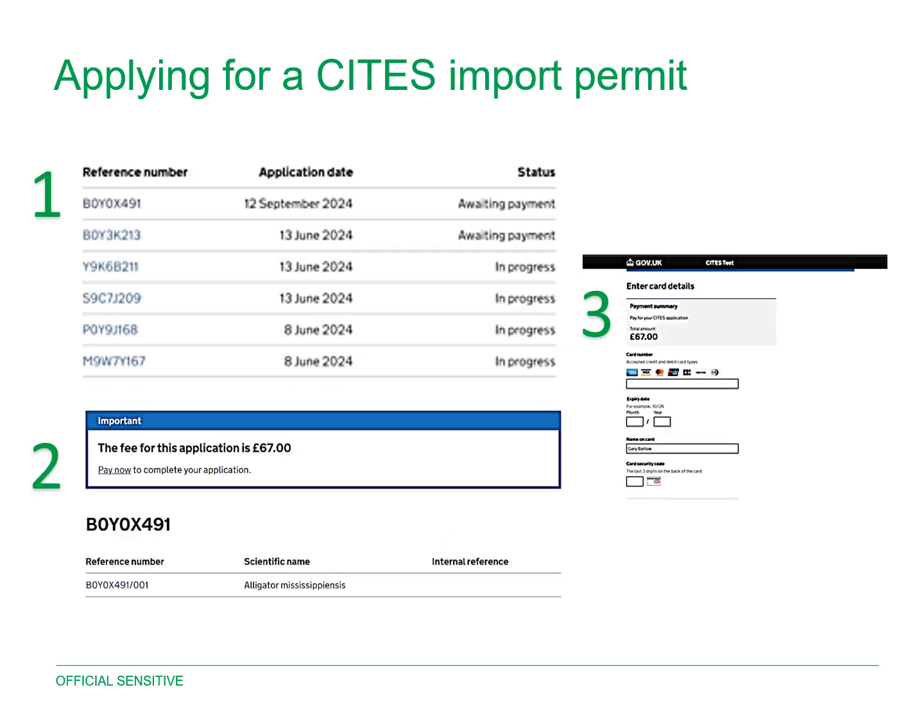Once in your account, you will see a list of your applications and their status. To pay for your application, click on the submission number. We are selecting submission reference B0Y0X491. This will confirm the amount you need to pay. Click on the Pay Now link, and this will take you to the card payment page, which will ask you to provide your card details, your billing address, and your contact details. Once you have paid for your application, click the Sign Out link at the top of the page in the center and sign out of your account securely.